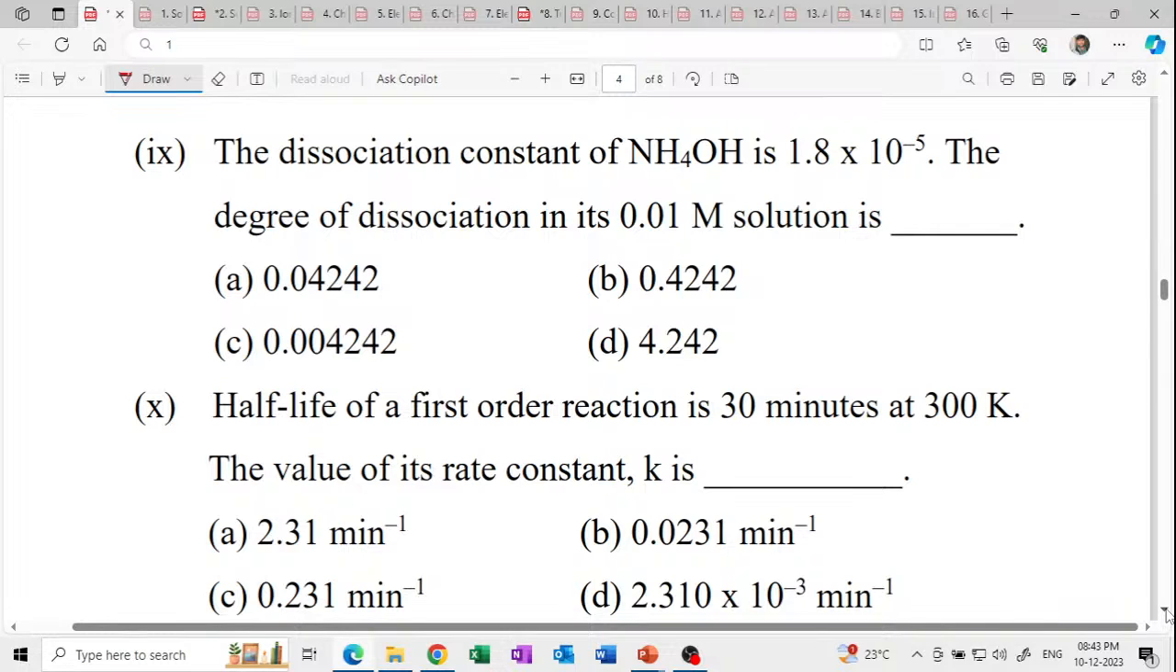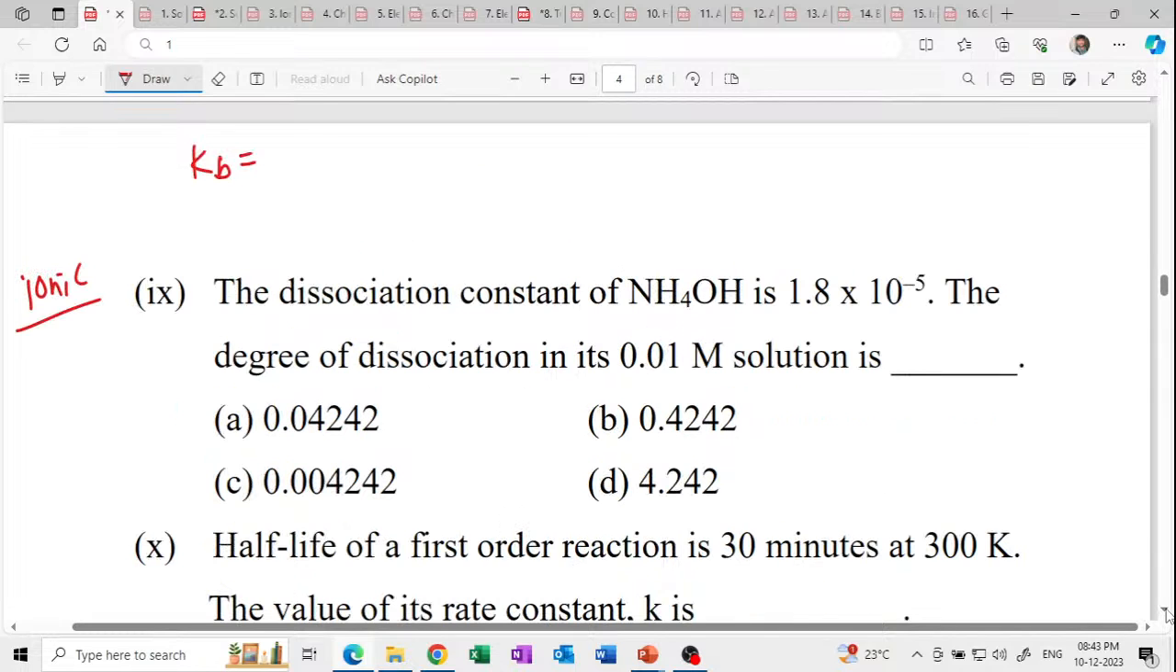What is the dissociation constant for base? Kb is equal to 1.8 into 10 raised to minus 5. This value is given. The degree of dissociation, alpha, we have to calculate. Concentration C is given as 0.01 molar. So how is it calculated?